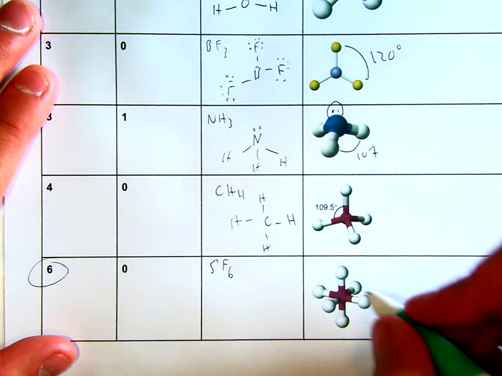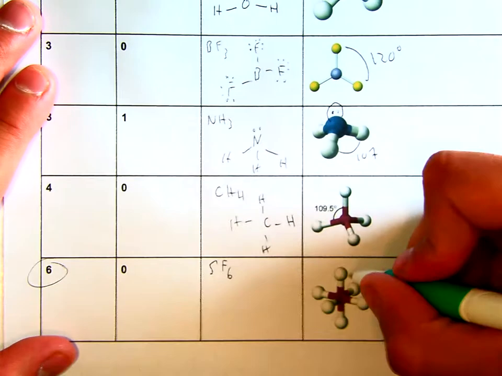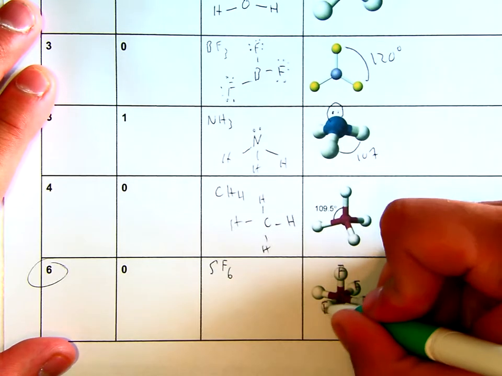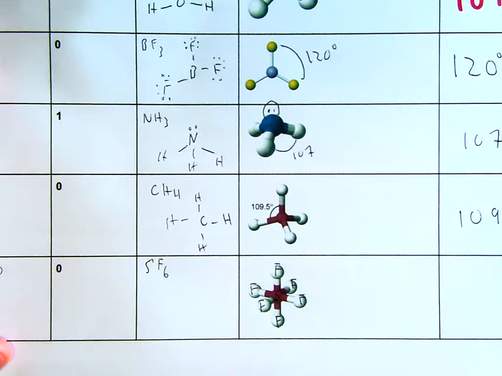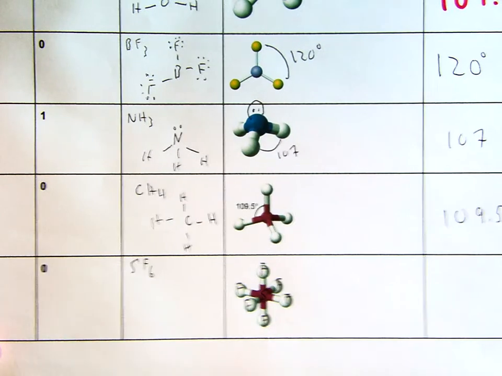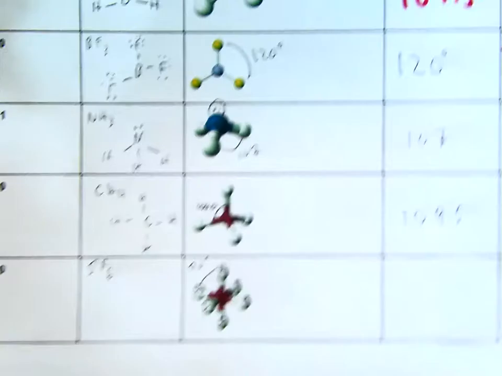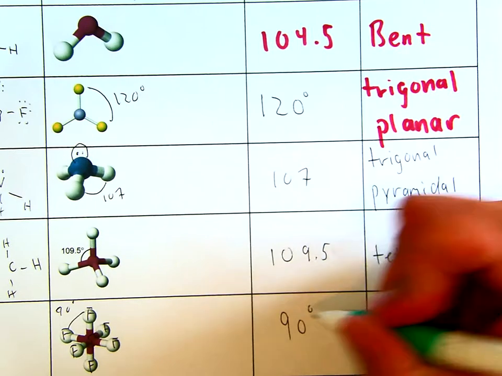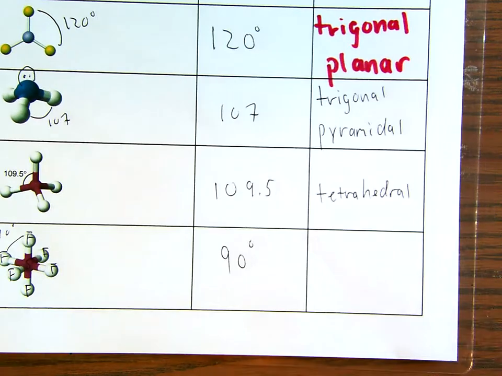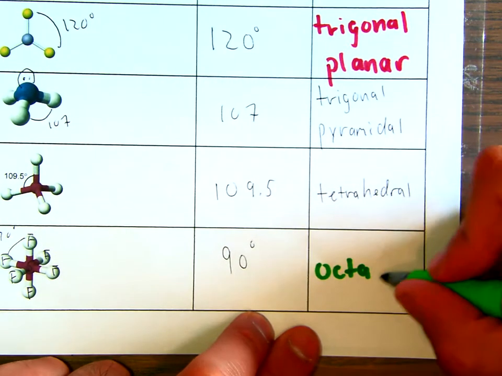okay, in which we have sulfur, so like a sulfur molecule here, surrounded by 1, 2, 3, 4, 5, 6 fluorines, okay? In this example, whenever you have 6 bond regions, the smallest angle that can be made is 90 degrees. 90 degrees, okay? And we call that shape octahedral. So that shape is octahedral.